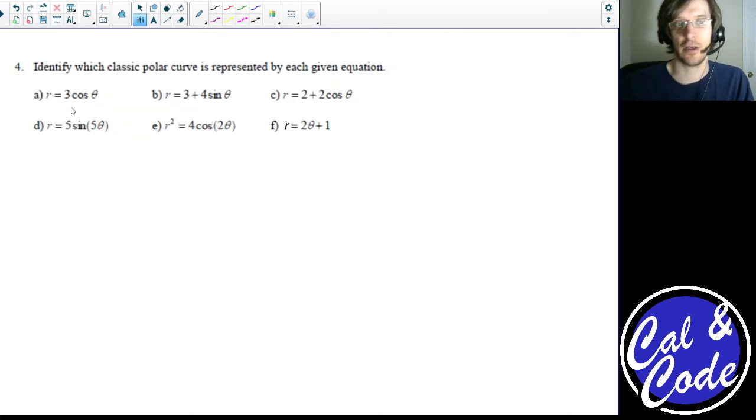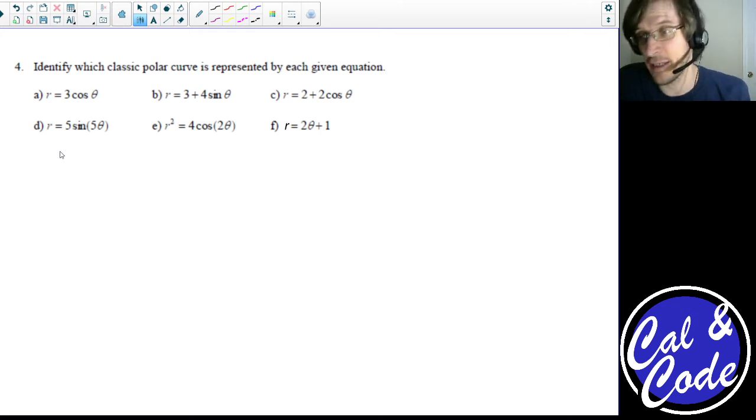Now let's move on. Let's talk about identifying a polar curve by seeing its equation. So when you see these equations, I want you to be able to recognize which type of classic polar curve this is. I gave you a list of these in section 6.2. A whole list of them: limaçons, lemniscates, circles, polar roses, the spiral of Archimedes. I just want you to be able to identify them.